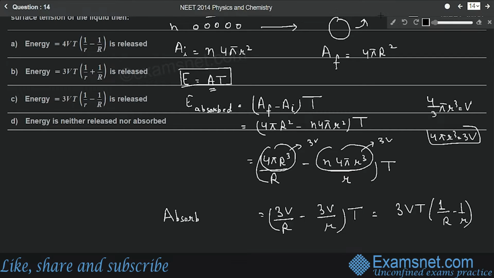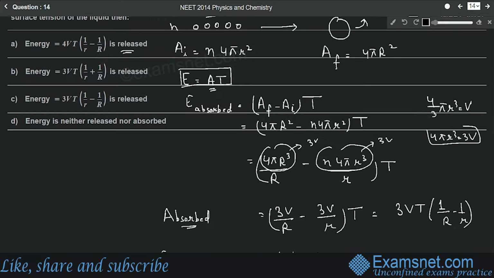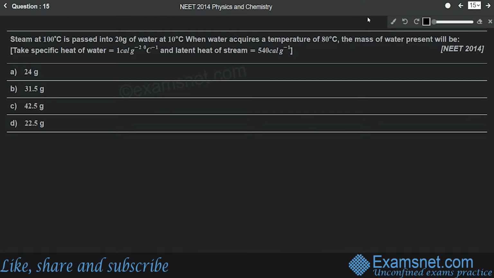Okay, energy absorbed. But in the options the energy released is mentioned, so it will be just the opposite. The sign will reverse. Okay, so energy released will become 3VT into 1 by small r minus 1 by capital R. Just the opposite sign. So let's see which is the correct relation. 3VT 1 by small r minus 1 by capital R is released. So option C will be the correct answer. If energy absorbed was mentioned, then capital R would come first. But here option C is the correct answer.